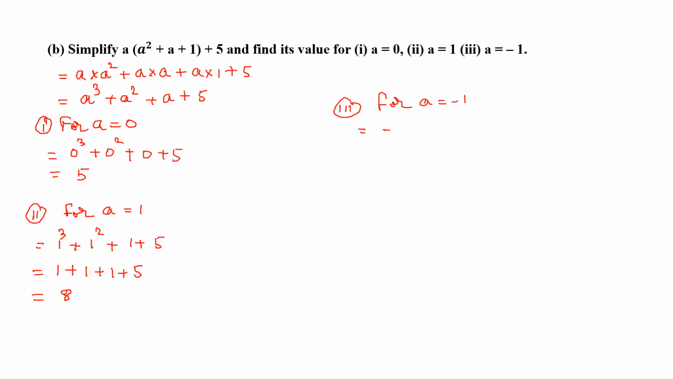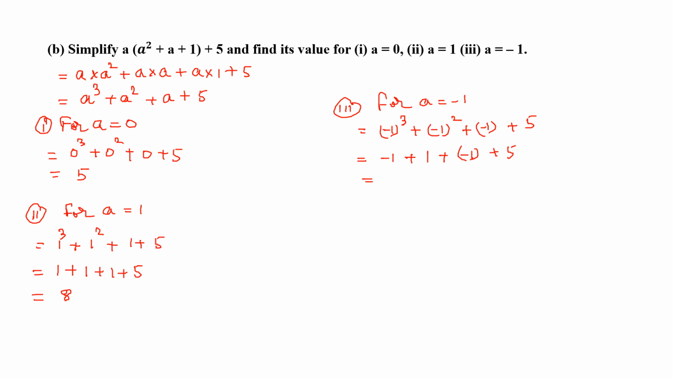So first is a cube, so (-1)³ plus (-1)² plus (-1) plus 5. Now, if in a negative number the power is an odd number, the answer is going to be negative only, right? We have studied this in the integers chapter. So (-1)³ will be -1, plus, now (-1) to an even power will be positive, plus (-1) plus 5.